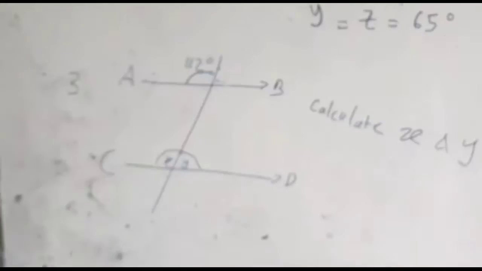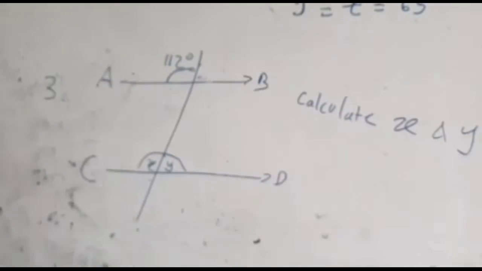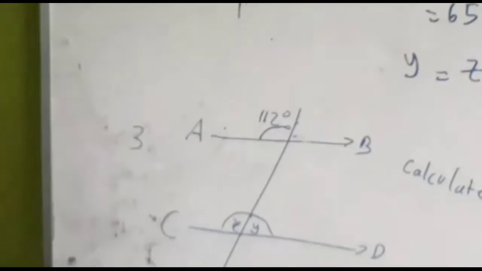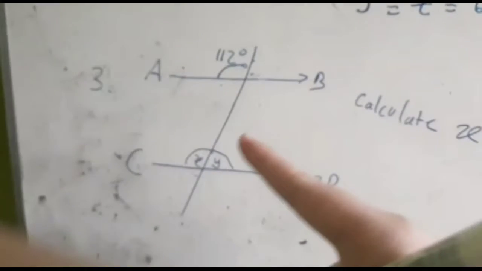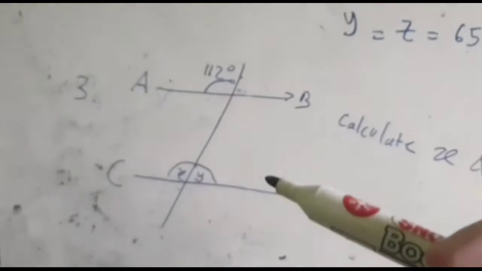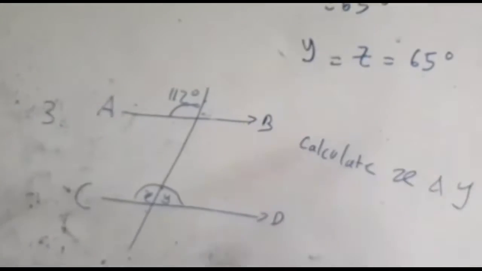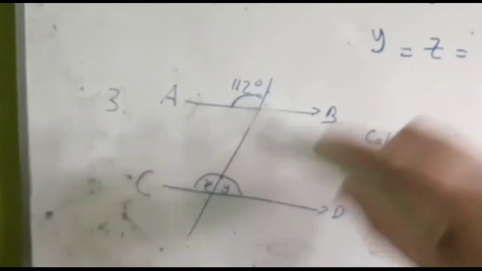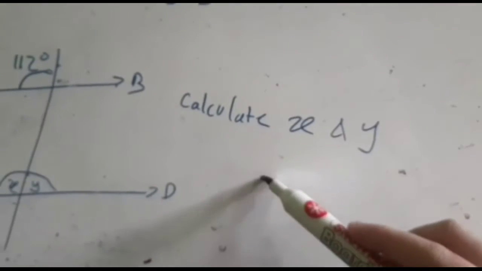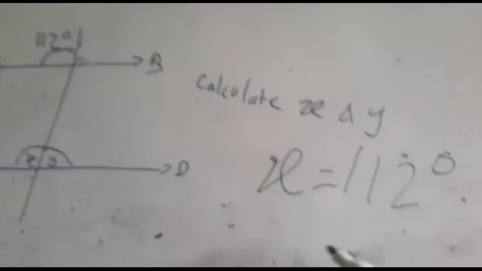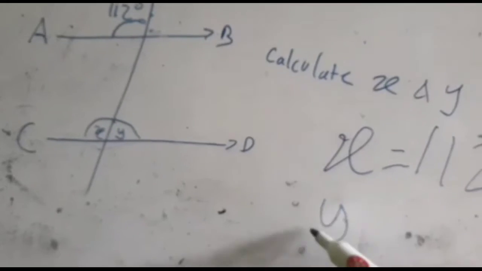Now number 3 is parallel lines with a transversal. The question is to calculate x and y. x is corresponding with 112, corresponding angles on the same side, so x equals 112 degrees.